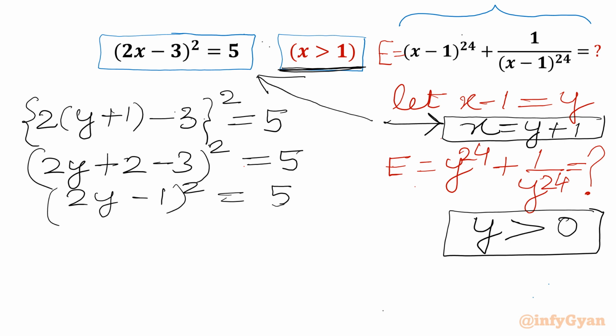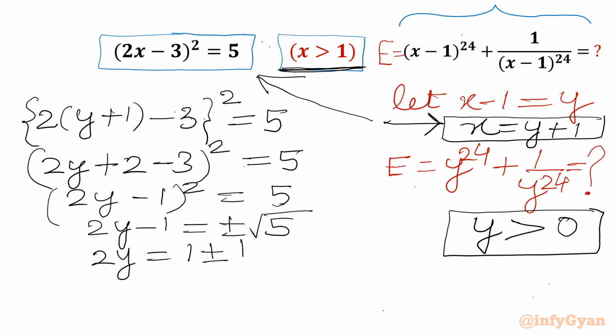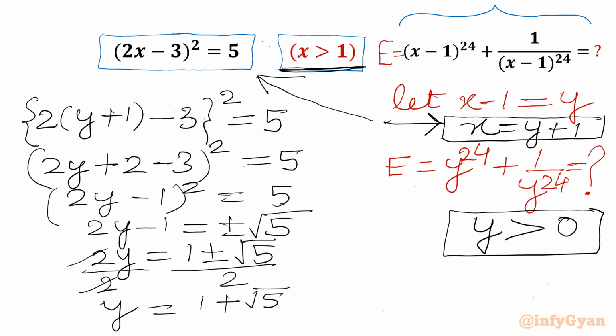Now consider square root both sides. We'll get 2y minus 1 equal to plus minus square root 5. Or I can write 2y will be equal to 1 plus minus square root 5. After dividing both sides by 2, we will get y equal to (1 plus root 5) over 2, (1 minus root 5) over 2.